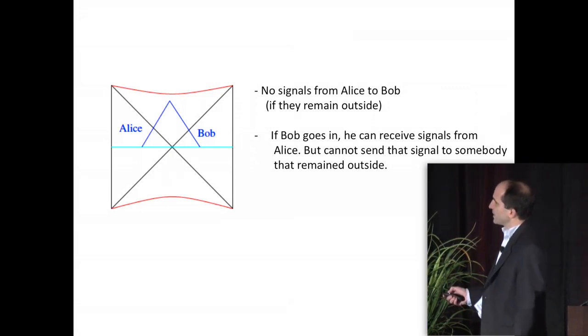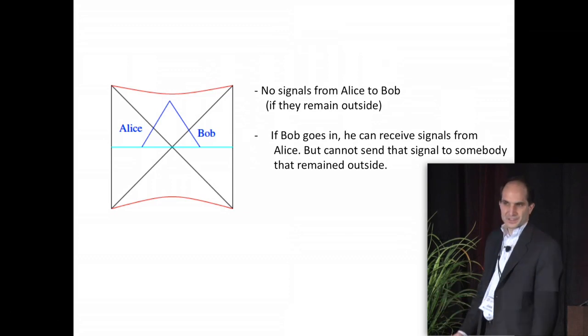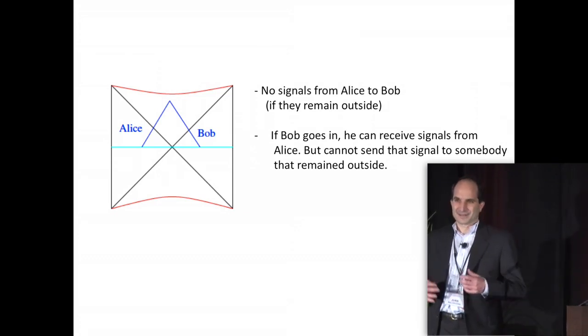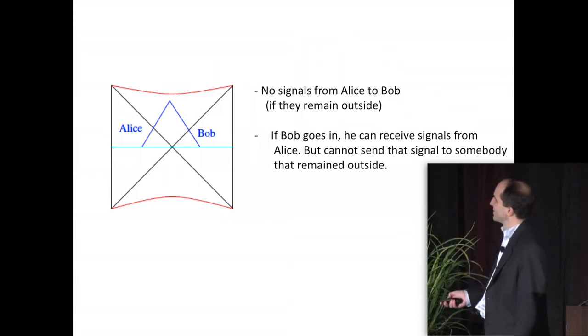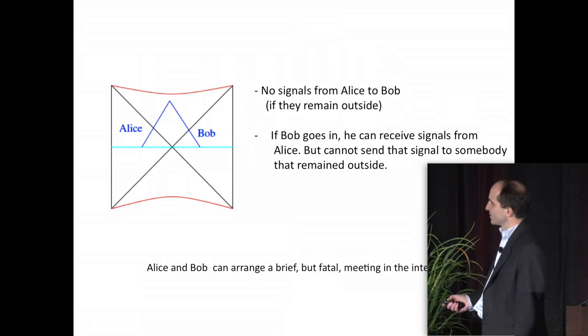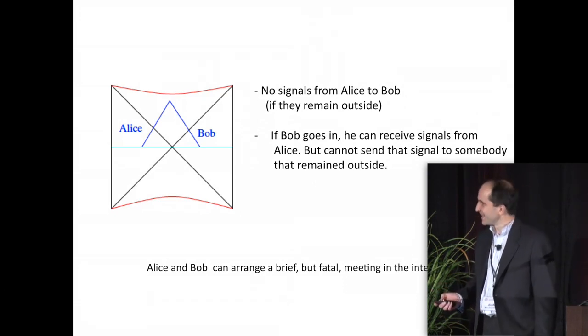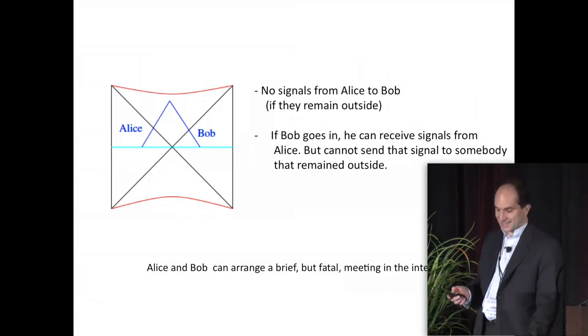However, if they go into the interior, then in principle they can meet. So we can arrange for this meeting. One person is here, the other one in the Andromeda Galaxy. We go in and we meet in the interior of the black hole. So they can arrange for a brief but fatal meeting, and they get punished by dying at the singularity.